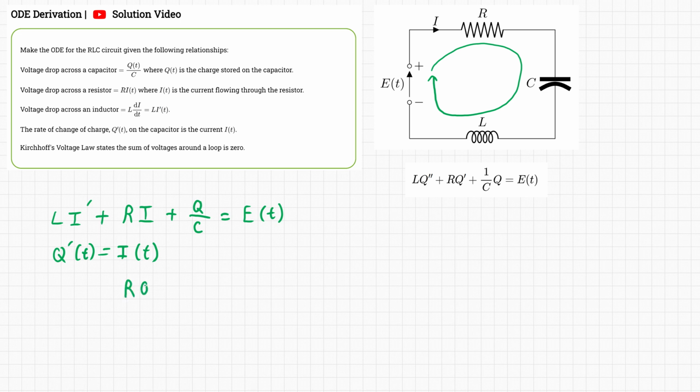We have R times Q prime, I'll put the of T's explicitly, plus Q of T over C equals E of T. And plus, the other piece we had was L times I prime. Well, if Q prime equals I, then Q double prime will equal I prime. So it'll be L times Q double prime of T. And that's it. That's how you get the differential equation.